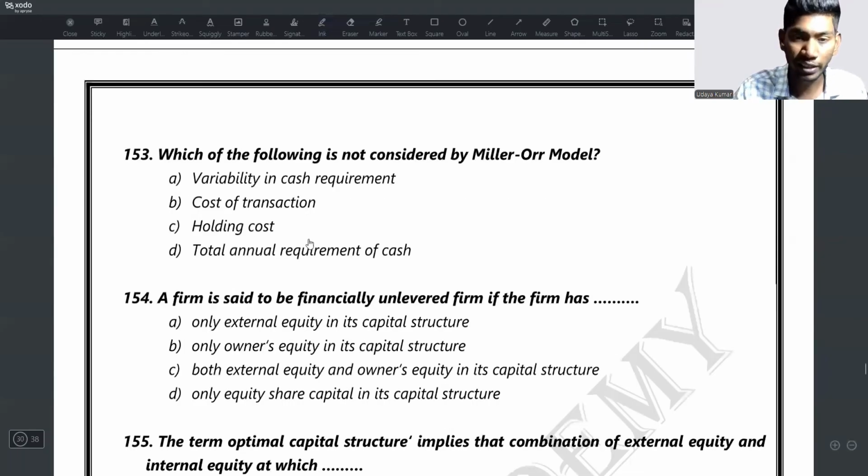Moving to question 153. Okay. So 153 here, which of the following is not considered by the Miller Orr model? Option A, variability in cash requirement. Option B, cost of transaction. Option C, holding cost. Option D, total annual requirement of cash.